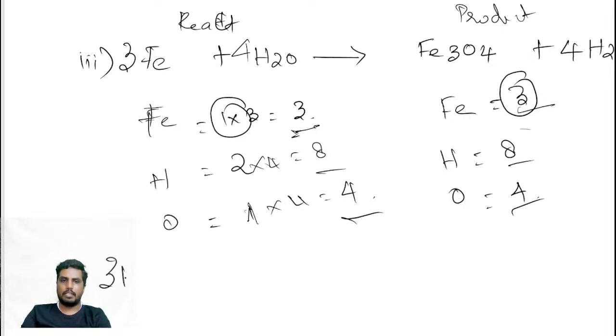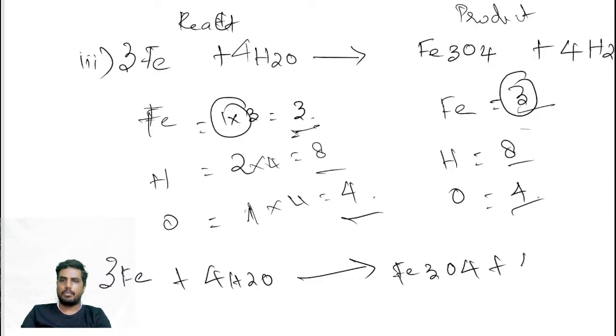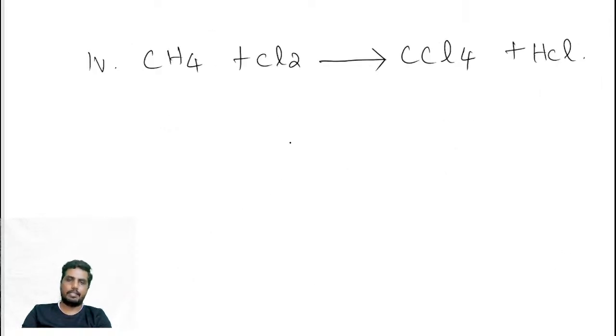So after balancing, 3Fe plus 4 of H2O, which gives Fe3O4 plus 4 of H2, right? Coming up with next example, and this is the last example also. So now you have CH4, Cl2, CCl4 and HCl.